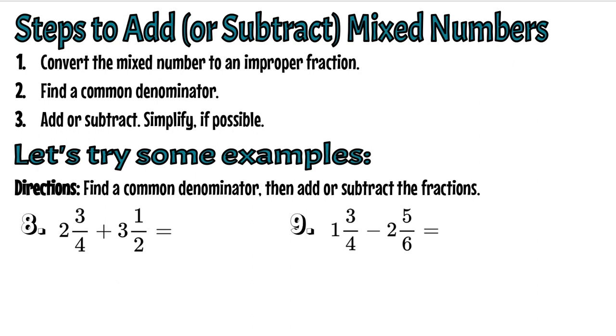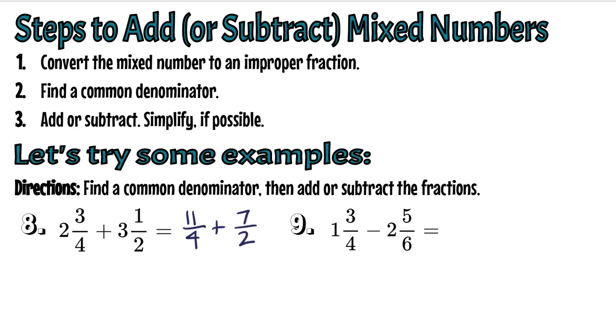In number 8, we have 2 and 3/4, and we're going to rewrite that by multiplying 4 times 2 to get 8 and adding 3 to get 11/4. And we're going to add that to 3 times 2, which is 6, plus 1, which is 7. So we're going to add that to 7/2. And then we want to find a least common denominator.